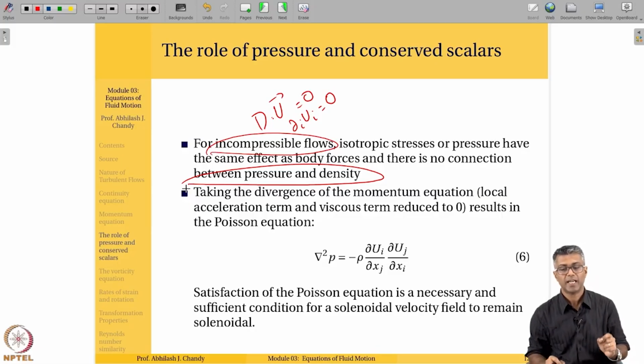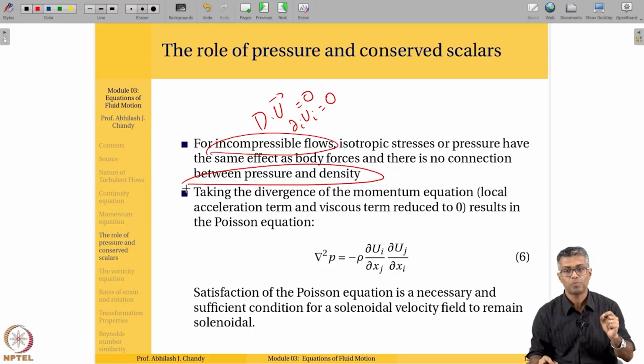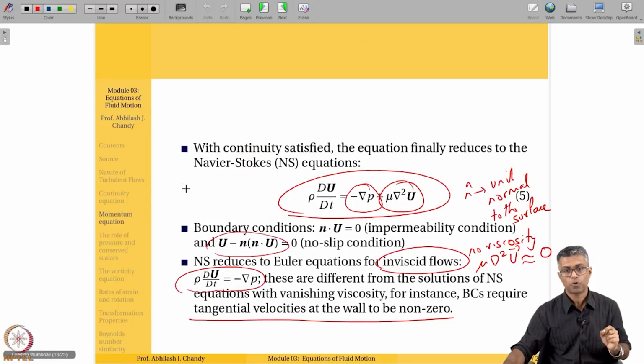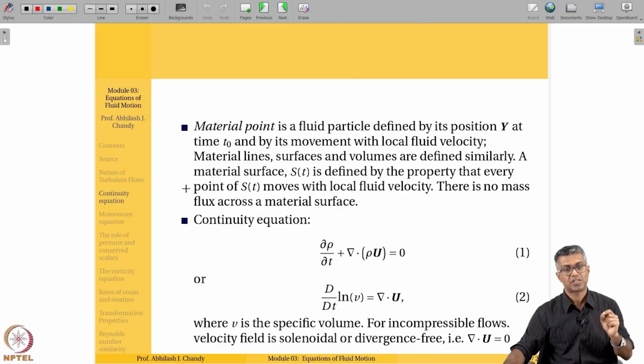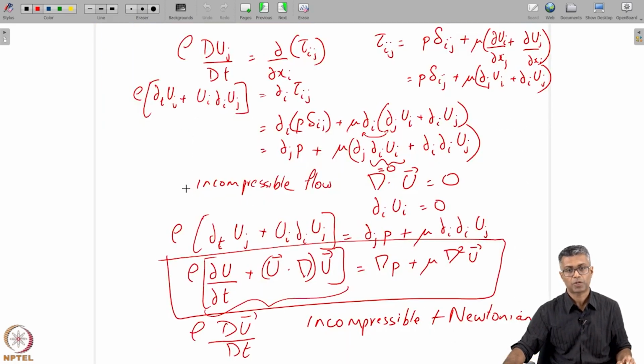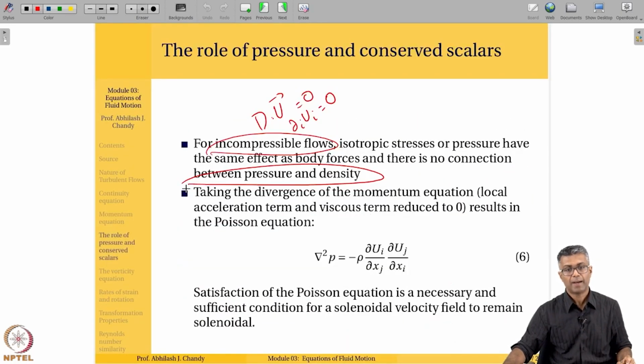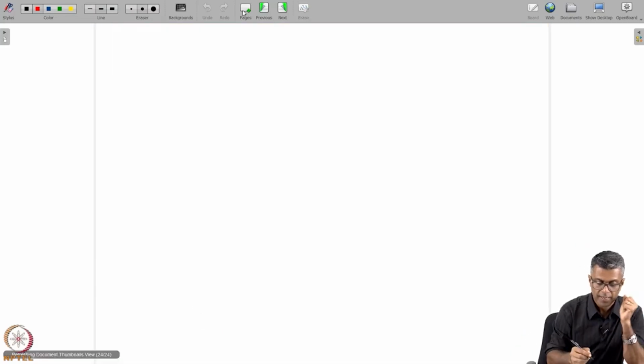So now if I take the divergence of the momentum equation, what I'm trying to do is come up with an equation for pressure. Because if you think about it, if I go back and look at my equations, I start with the continuity equation, and I have the momentum equation. Now let's think about this a little bit closely. I am looking at the role of pressure. So I'm going to write something here.